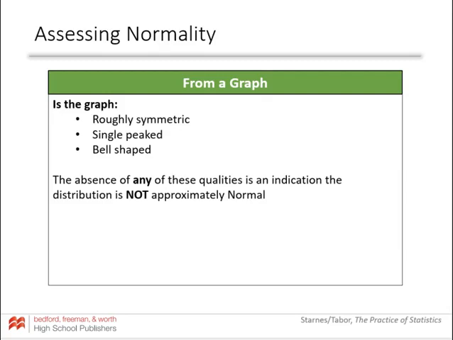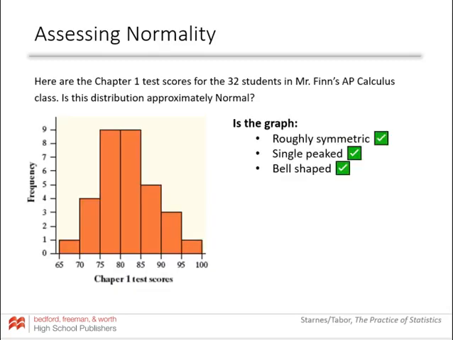So if we had a graph of Mr. Finn's test scores, this is what it would look like. Here's a histogram. Okay, roughly symmetric shape, yes. Single peaked, all right. The general area between 75 and 85 is the highest, and then bell shaped, meaning the peak is in the middle and the two sides are symmetric. So I would say yes, Mr. Finn's test scores are approximately normal.